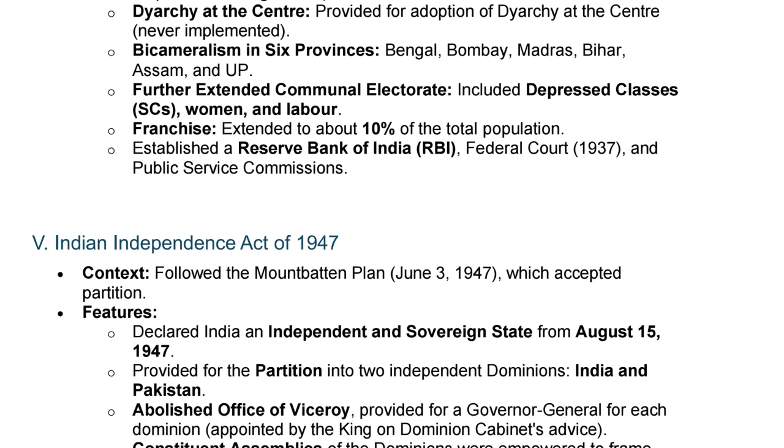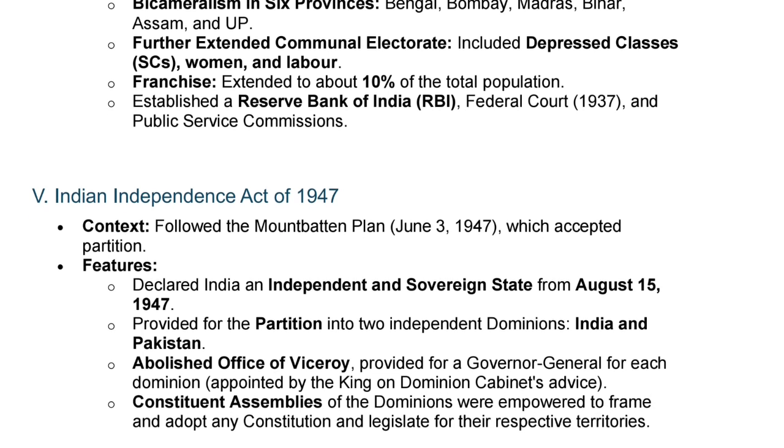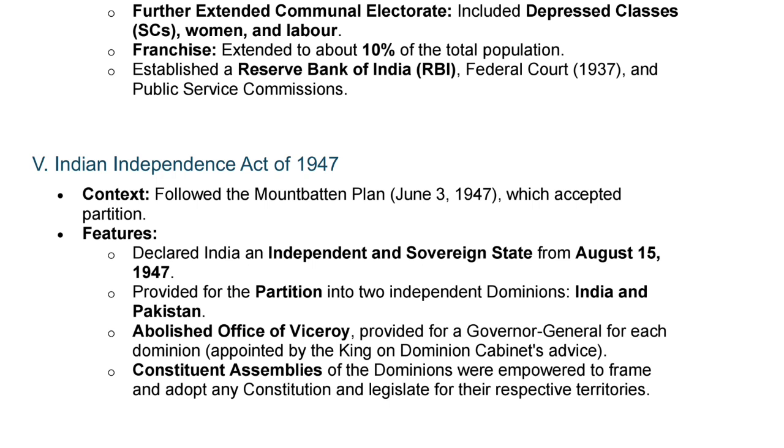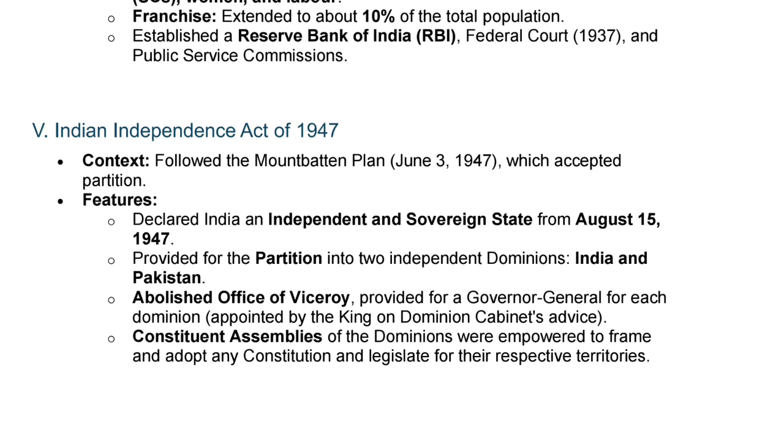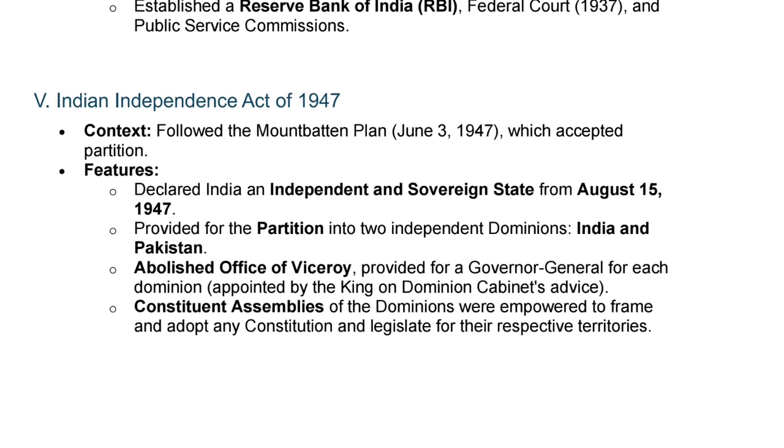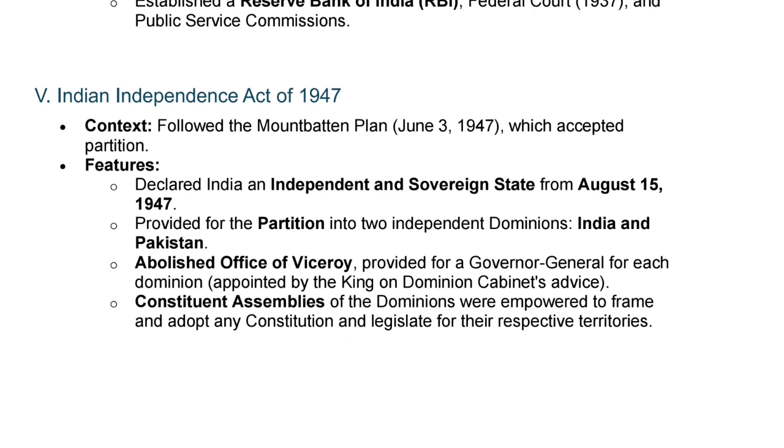Bicameralism in 6 provinces, Bengal, Bombay, Madras, Bihar, Assam, and UP. Further extended communal electorate, included depressed classes, SCs, women, and labor. Franchise, extended to about 10% of the total population. Established a Reserve Bank of India, RBI, Federal Court, 1937, and Public Service Commissions.